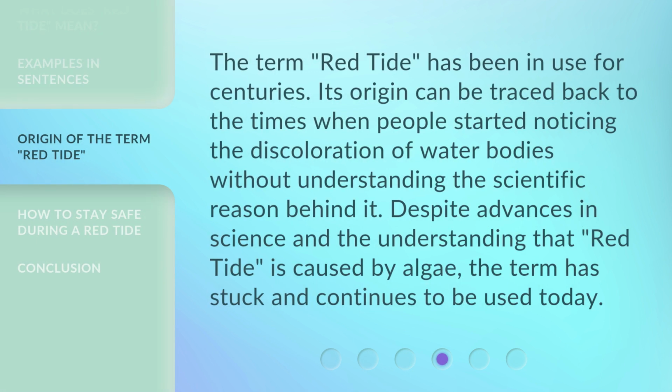The term red tide has been in use for centuries. Its origin can be traced back to the times when people started noticing the discoloration of water bodies without understanding the scientific reason behind it. Despite advances in science and the understanding that red tide is caused by algae, the term has stuck and continues to be used today.